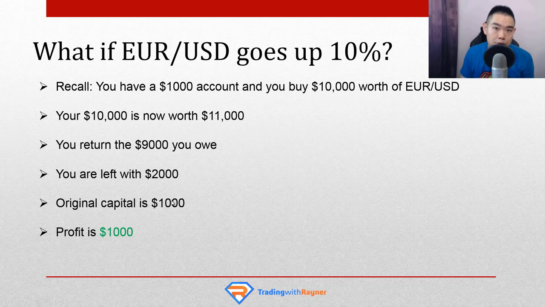So I'm going to take 109.88 minus 108.66. Right, so basically I'm taking this green number minus this red number. It gives me about 122 pips. Okay, that's the distance of my stop loss. So in essence, from here to here is 122 pips.